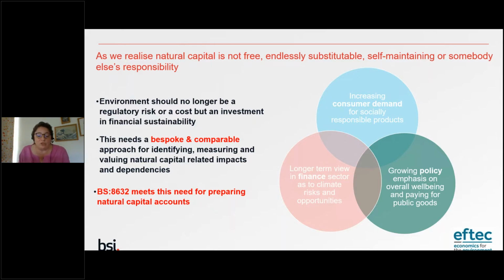So the task for the panel for this standard was to create a standard for natural capital accounting that could be flexible enough for bespoke applications, but comparable across those applications. So we tried to create a principles-based standard that was flexible, but made the user accountable for their data, for their assumptions, gaps, and decisions.